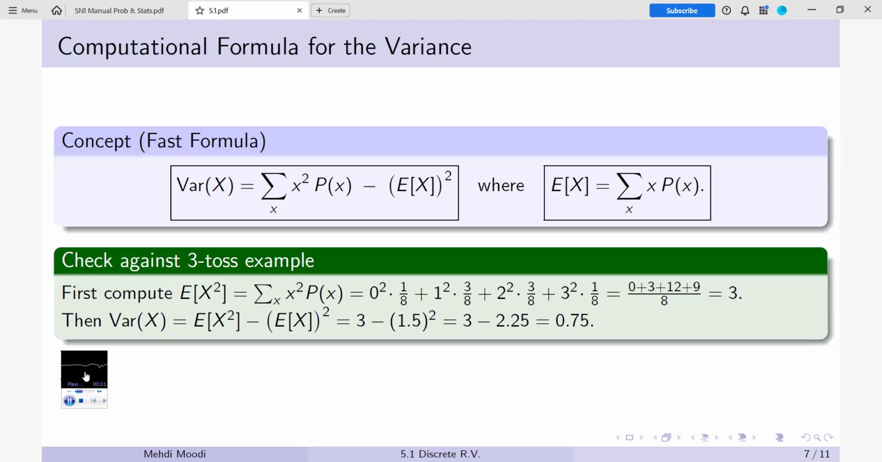This trick saves time and reduces algebra. Use it whenever squaring deviations from mean feels ridiculous. Basically, always use the computational formula.